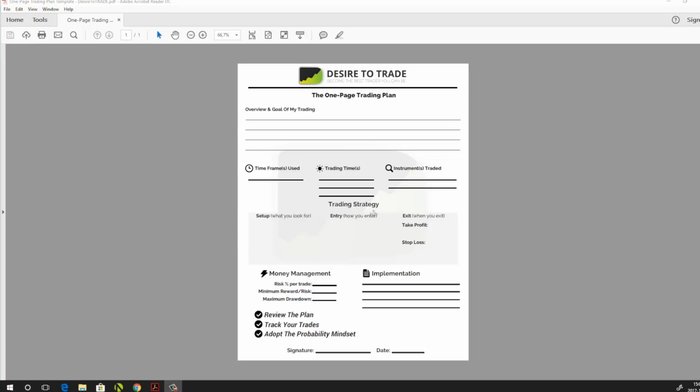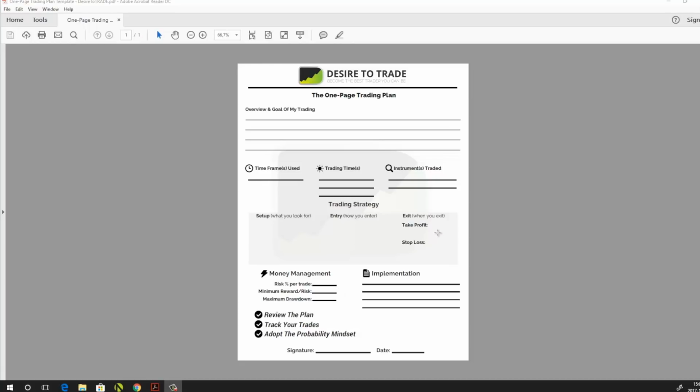Then the entry. Okay, how do I decide to enter? And that's going to be, for me, I want to see that we break above the high or the low of the candlestick. Okay, it's pretty simple. As soon as we break the high for a long trade, I'll enter. Okay, I'll put an entry order actually. So that's what I would write. Entry order above the high or below the low for a sell trade.